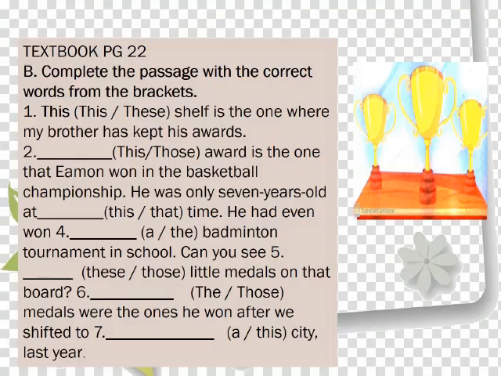Let us now move on to exercise B on page number 22 of your textbook. Complete the passage with the correct words from the brackets. First one has been done for you. This shelf is the one where my brother has kept his awards. Here, demonstrative this is correct because the speaker is referring to a singular noun, shelf.